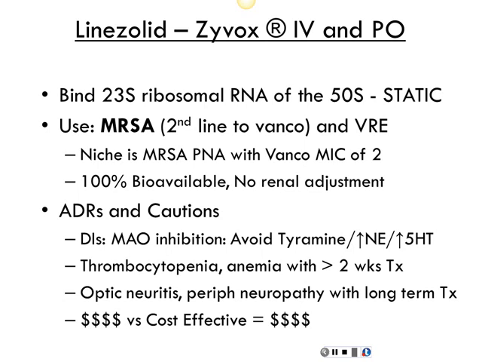Other fun side effects: thrombocytopenia, just myelosuppressive states in general when you use the drug for more than 2 weeks, and then optic neuritis and peripheral neuropathy when you use the drug for more than 28 days, we can start to see those as well.